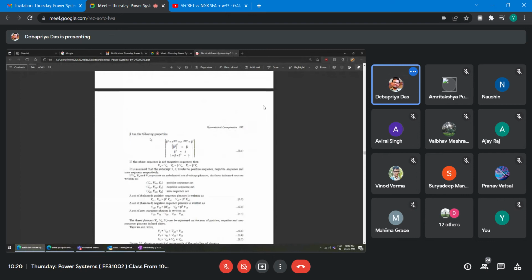Therefore, beta has the following properties. From your complex numbers, you know everything. During your joint entrance preparation, you have prepared so many things for mathematics, right?